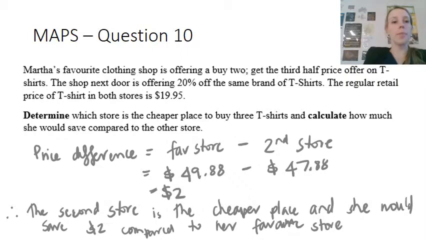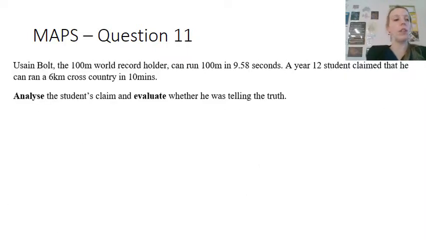There we go. Okay, question 11 now. So this is our last question. So Usain Bolt, the 100-metre world record holder, can run 100 metres in 9.58 seconds. So he's super fast. A Year 12 student claimed that he can run a 6 kilometre cross country in 10 minutes. Analyse the student's claim and evaluate whether he was telling the truth.